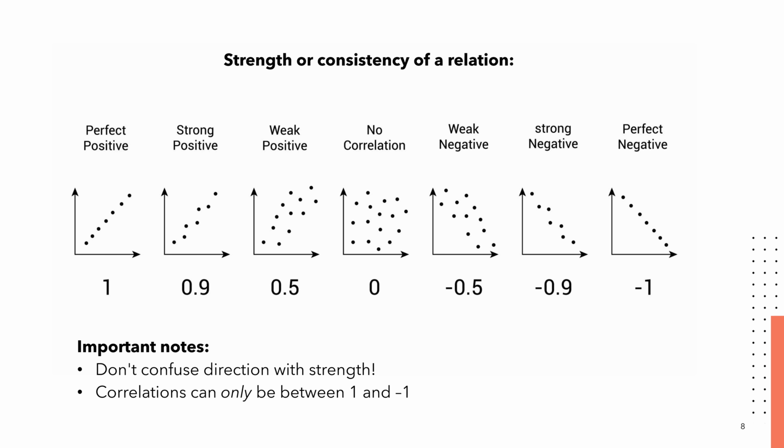With this, it's important not to confuse direction with strength. You can see that a correlation of -1 is stronger than a correlation of positive 0.9. Additionally, correlations can only be between 1 and -1. You can't have anything beyond these numbers. So if you do calculate something greater than that, the calculation is incorrect.